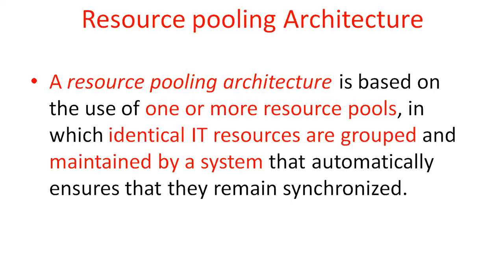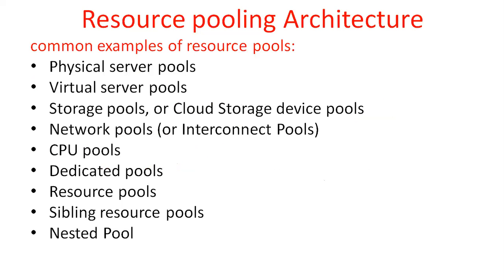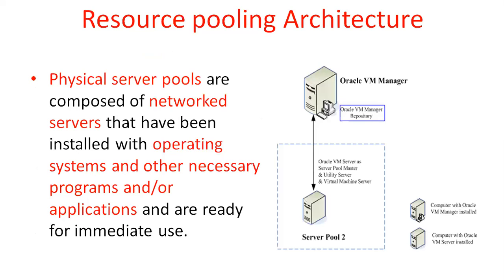That is called resource pooling. In the resource pooling architecture, identical resources are grouped and maintained by the system, which automatically ensures that they remain synchronized. That is called resource pooling. And then some of the common resource pools are there. Here, the common resource pooling techniques: physical server pool, virtual server pool, storage or cloud storage device pool, network pool, that is called interconnected pools, and then CPU pools. These are all different pooling techniques, that means resource pooling mechanisms. The first one here is a physical server pool.